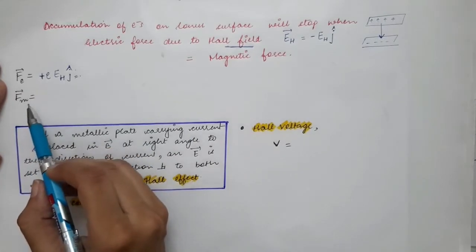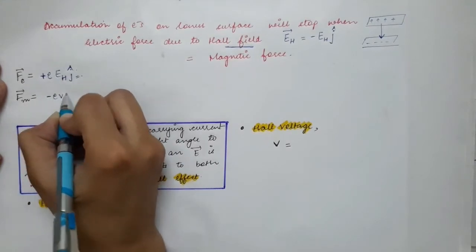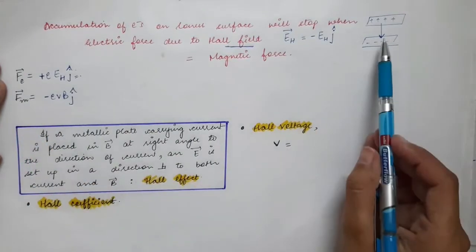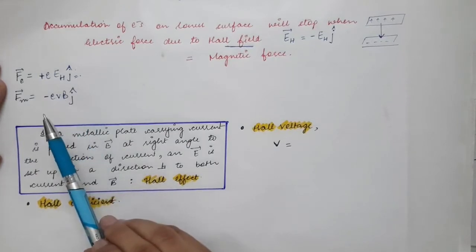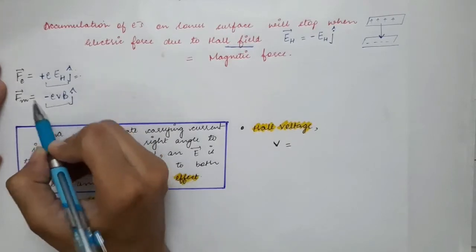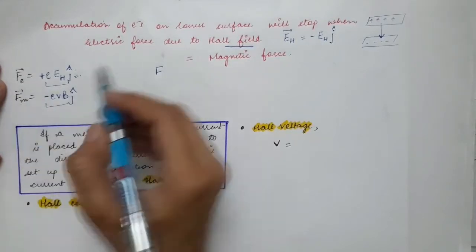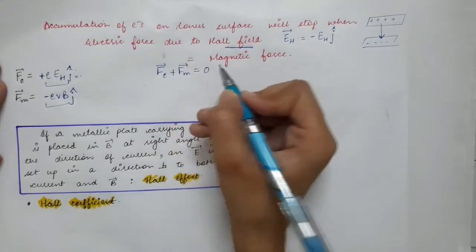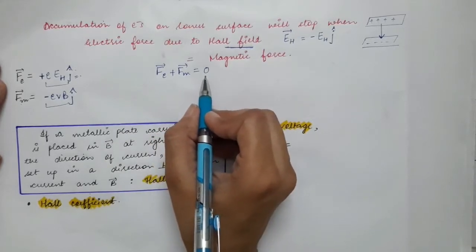And the magnetic force we have already calculated. The magnetic force acting on the electron is given by minus e v B j cap, so this force is acting in the downward direction. One point will come when these two forces cancel each other. So their vector sum will become 0: F_e vector plus F_m vector will be equal to 0. The vector sum of these two forces will become 0 at one point.